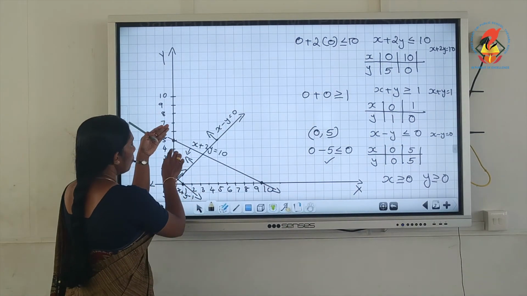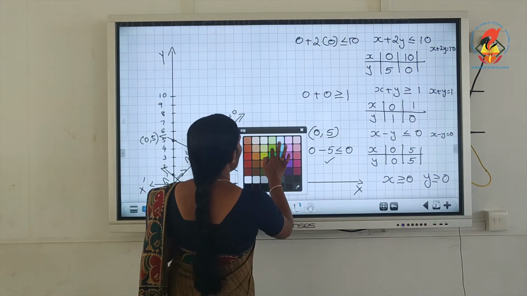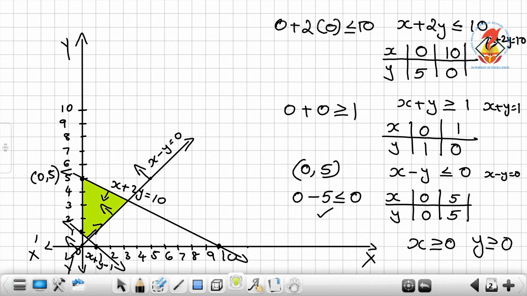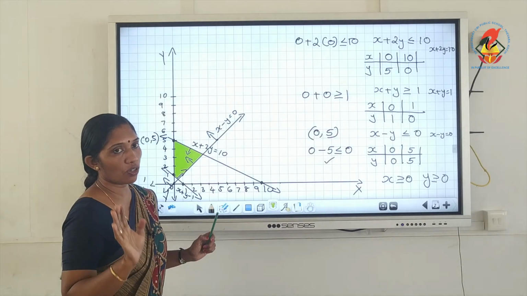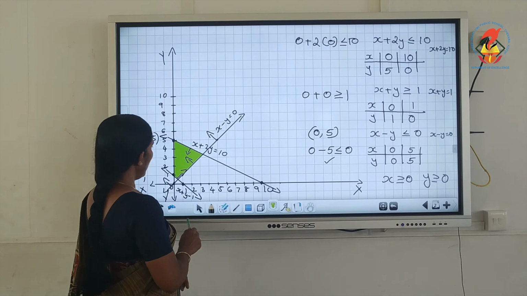So this is the borderline. There only you have to shade. So look, this portion is the solution. And everything is a darkened line. If it is strictly less than or greater than, you have to draw a broken line or dotted line. Now we can do the next one.